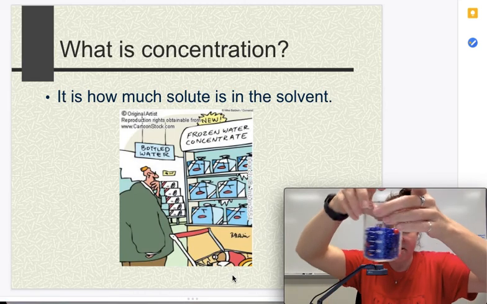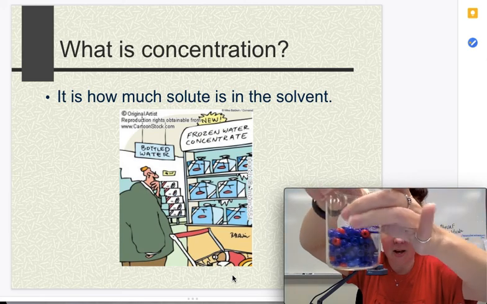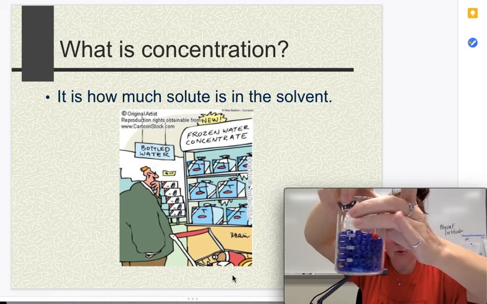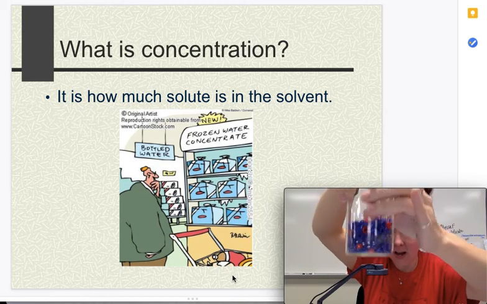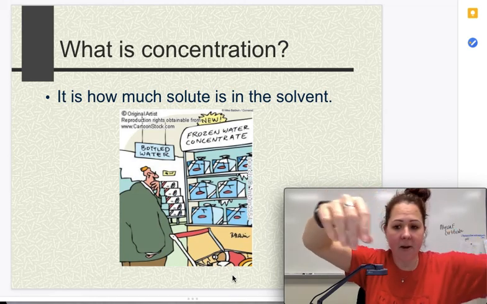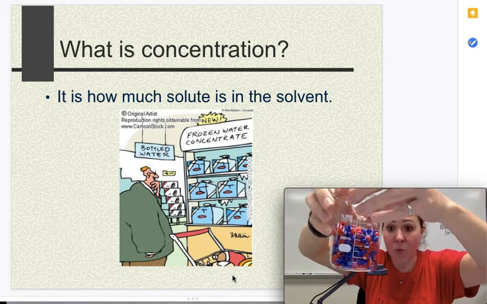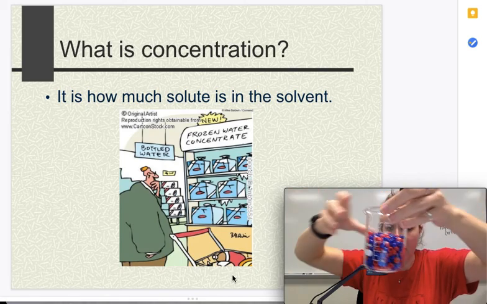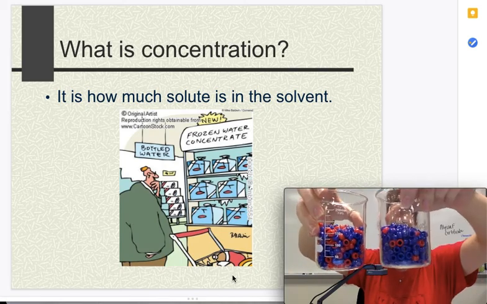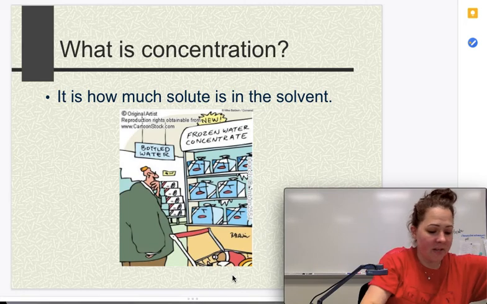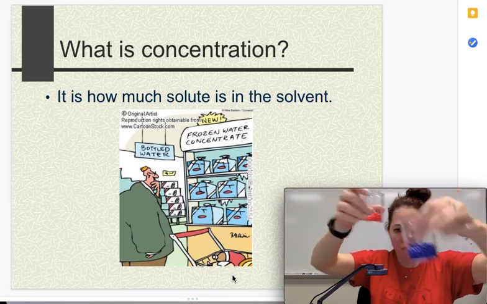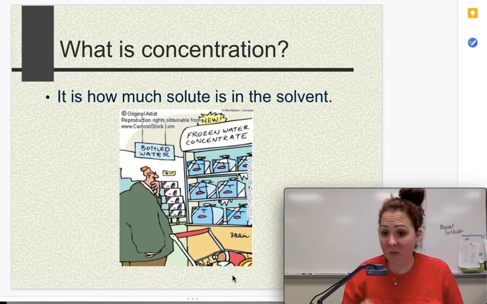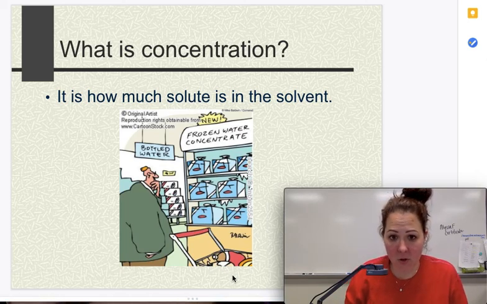So when we look at these, this one has my blue beads with a few red beads scattered throughout. This is not very concentrated. We compare it to this one that has a lot more of the red beads in there. This is more concentrated. There are more solute particles here than in this one. When you add your solute to your solvent and mix it together, you can have more solute or less solute, and mathematically, we're going to calculate that value.